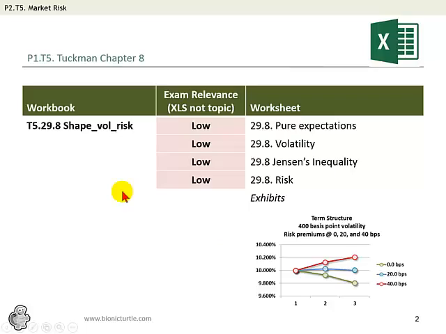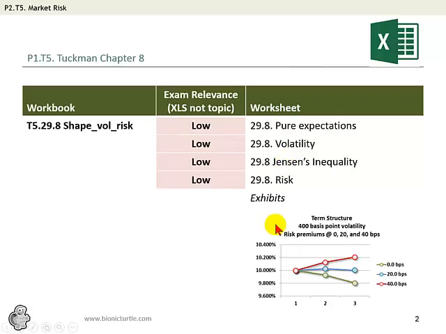As usual, there's an associated workbook. It's called T5.29.8. The 29 indicates that this is reading 29 in the 2013 FRM syllabus. The 8 indicates Chapter 8 from Tuckman. It's called Shape, Follow, Risk, and it contains several worksheets.